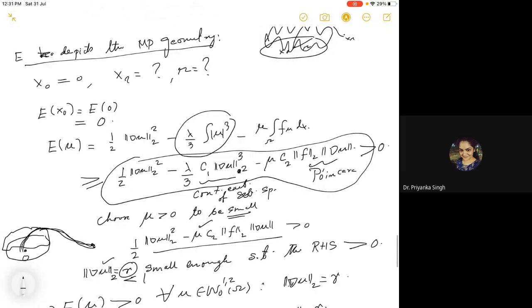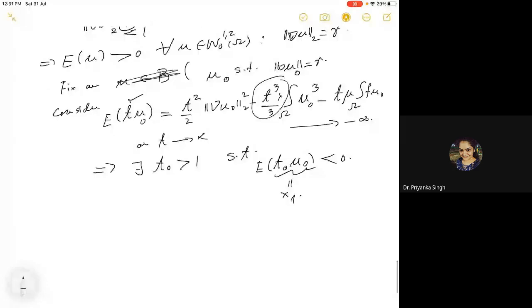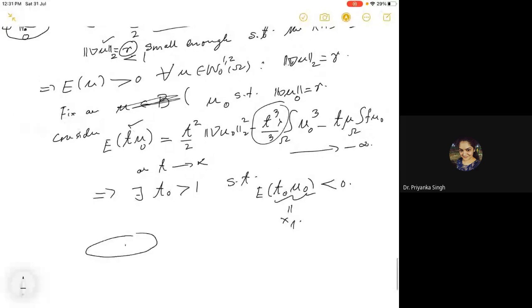Now let me fill in these blanks. This is going to be some t naught u naught, and this r also we have found out. So this basically says that I could find a ball around the origin in such a way that the origin plays the role of the first point, x1 plays the role of the second point, and then you have this geometry where you can cross over the mountain. So E has a mountain pass geometry, E satisfies the Palais-Smale condition, and that will establish the existence of a critical point. So that's the proof in a nutshell.